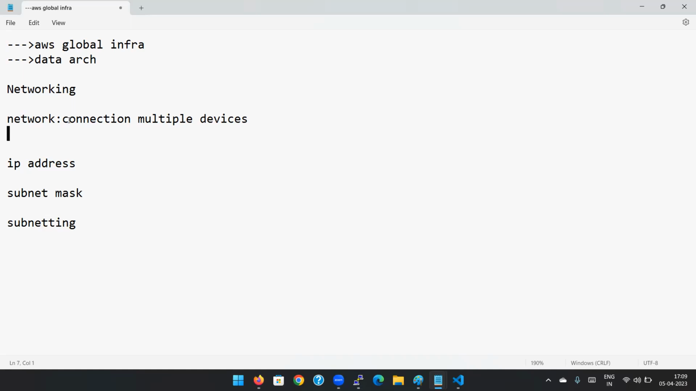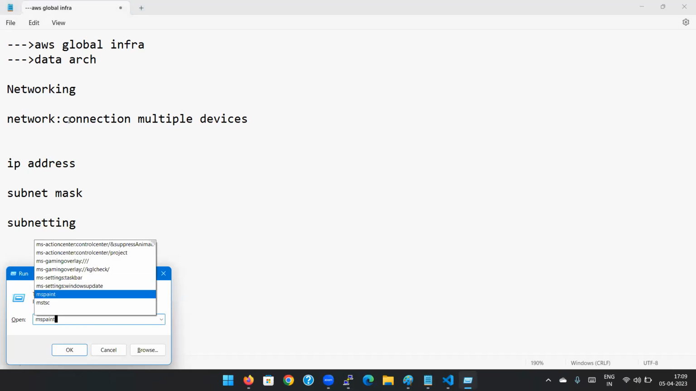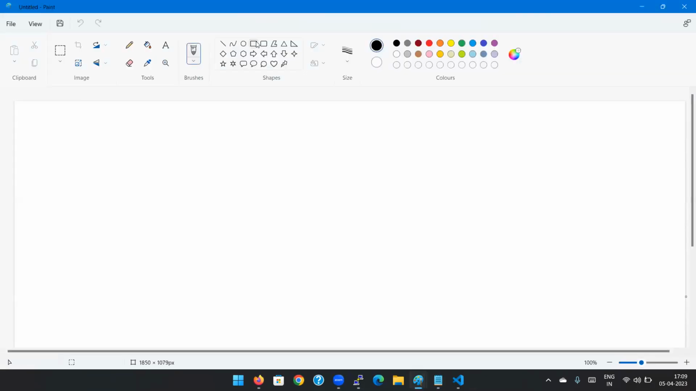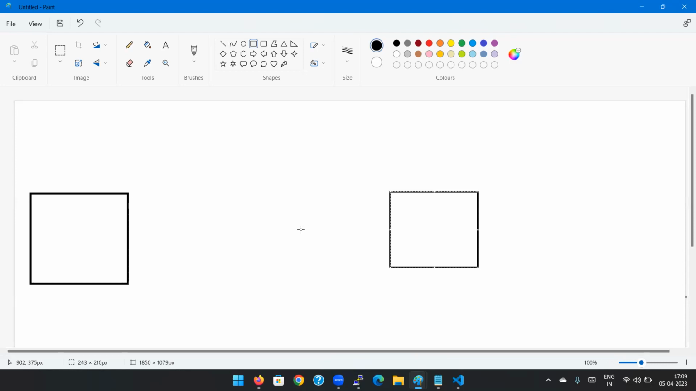For example, inside a company, you are having a computer. From this computer, we want to send a file to the other. How can you send it? You have to send it through a cable connection, any connection, a Wi-Fi connectivity, also a cable connection.